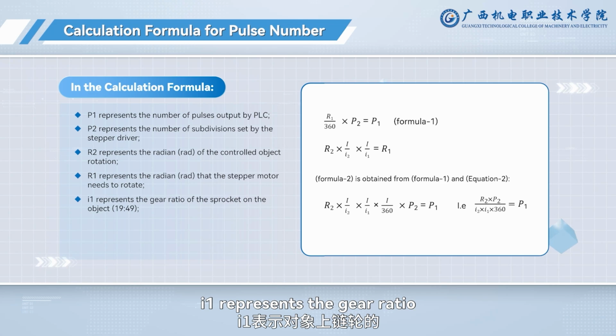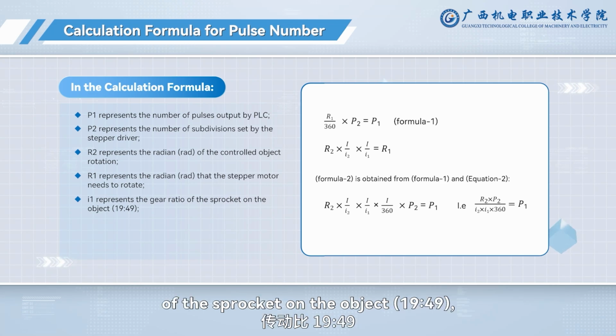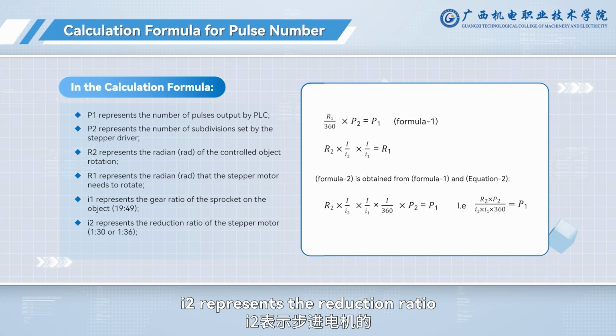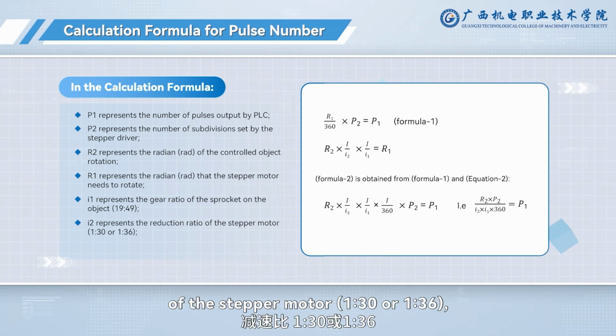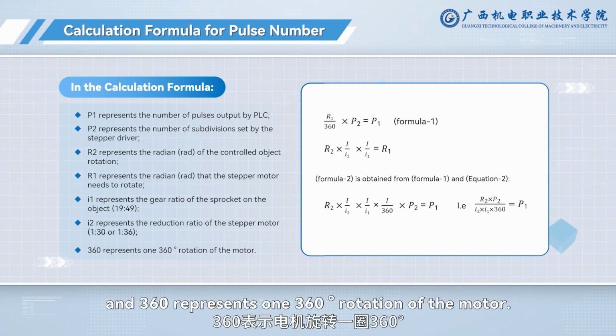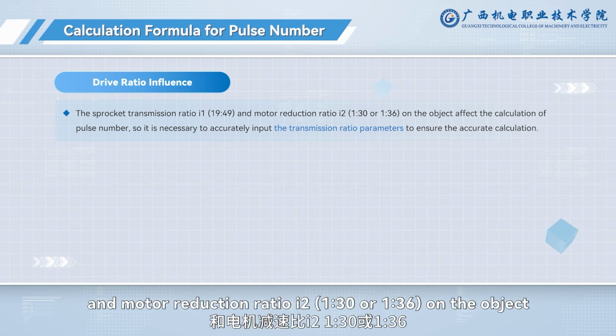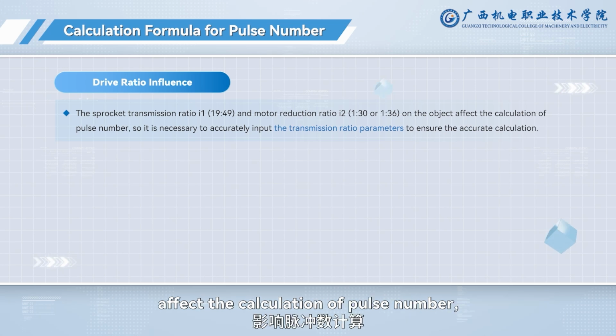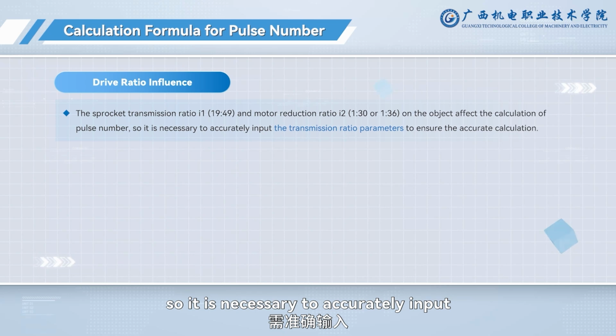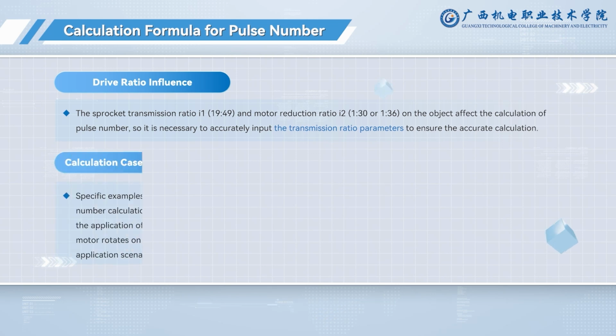I1 represents the gear ratio of the sprocket on the object, 19:49. I2 represents the reduction ratio of the stepper motor, 1:30 or 1:36. And 360 represents 360 degrees rotation of the motor. The sprocket transmission ratio I1, 19:49, and motor reduction ratio I2, 1:30 or 1:36, on the object affect the calculation of pulse number, so it is necessary to accurately input the transmission ratio parameters to ensure the accurate calculation.